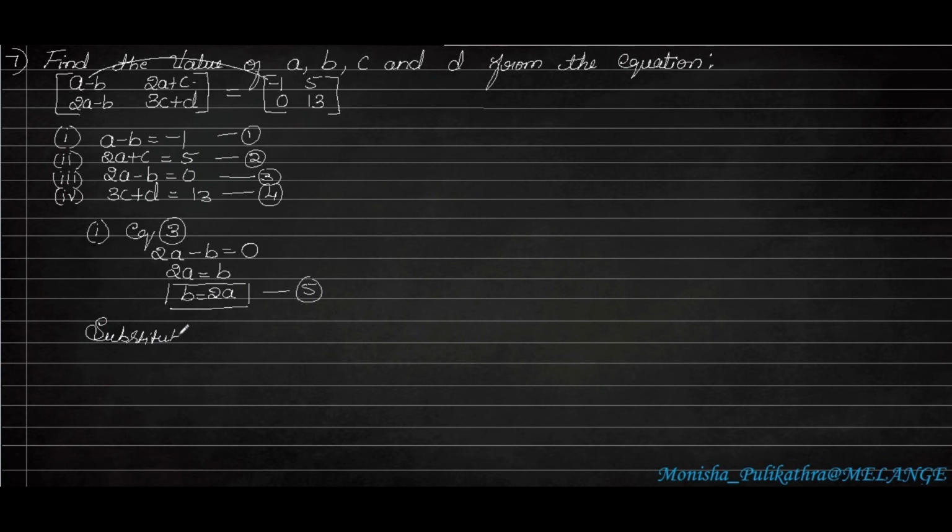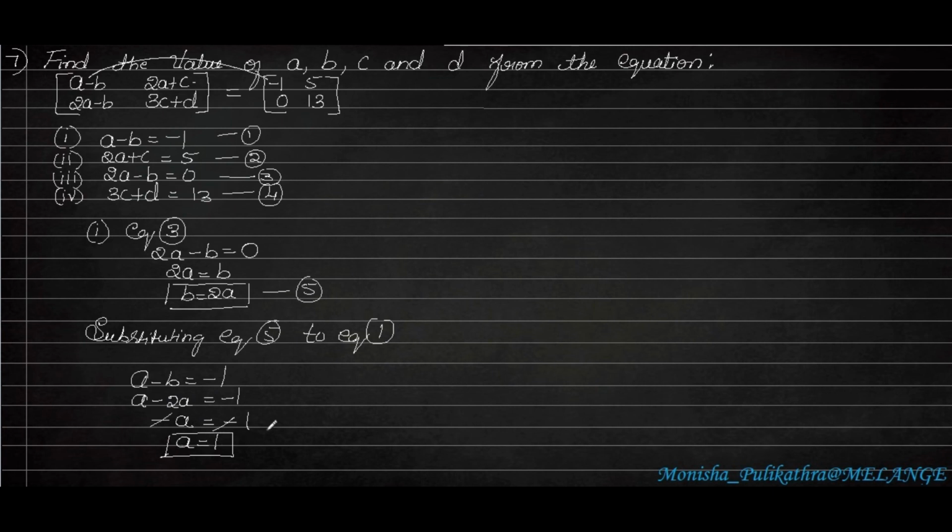So, substituting equation 5 into equation 1. Equation 1 is a minus b is equal to minus 1. Here in the place of b we can substitute 2a. So a minus 2a is equal to minus 1. A minus 2a is minus a, which is equal to minus 1. Here the minus signs cancel, so a is equal to 1. So we got the value of a.